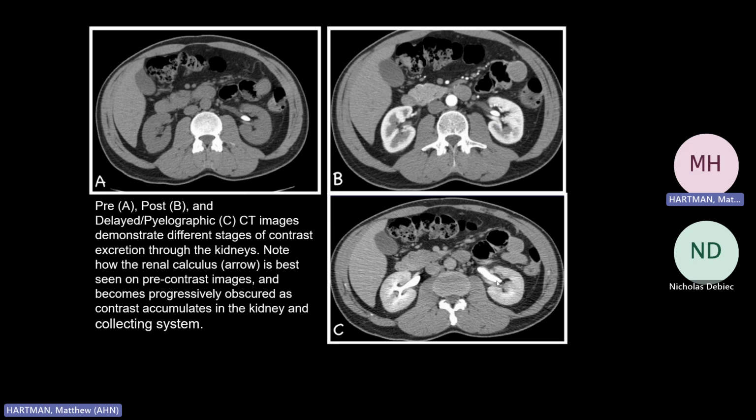Then we wait 5 minutes to be in the pyelographic phase. The kidneys are excreting contrast, and the stone has disappeared. It's the same density as the contrast, so to our eye, it looks like it's disappeared, but realize it's hiding out there. So that's why it's so important to understand what phase of contrast you're in and to know what you're looking for on those different phases, or else you'll get faked out.